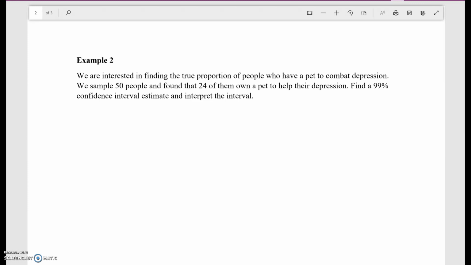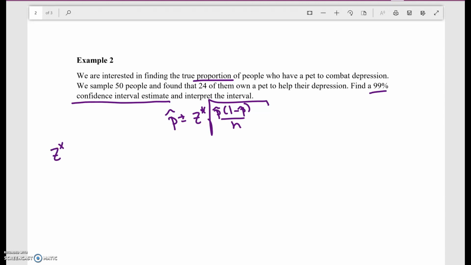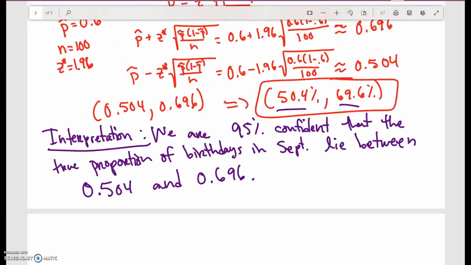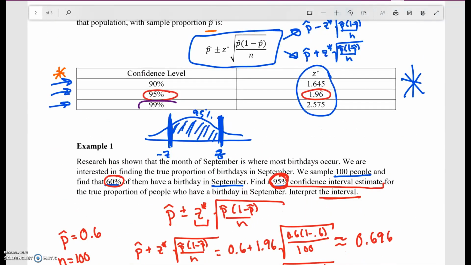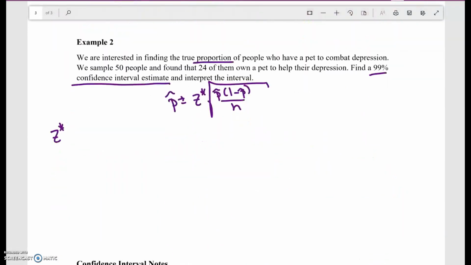So because we want a confidence interval estimate, and we know that we're dealing with proportions, it's going to be p hat plus or minus z star square root of p hat 1 minus p hat divided by n. All right, so we want a 99% confidence interval, so let's see what our z star should be. Let me go back up. So we look for 99% confidence. 99% confidence corresponds with 2.575. Okay, so here our z star is going to be 2.575.